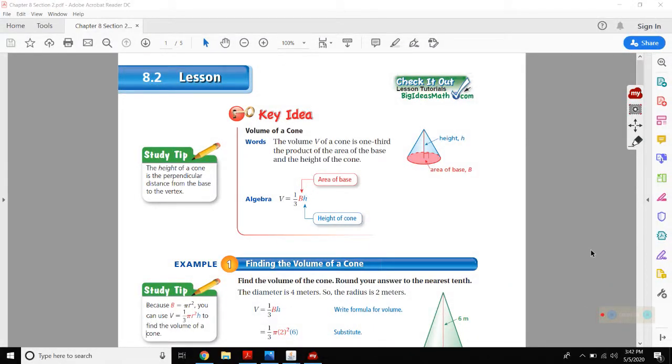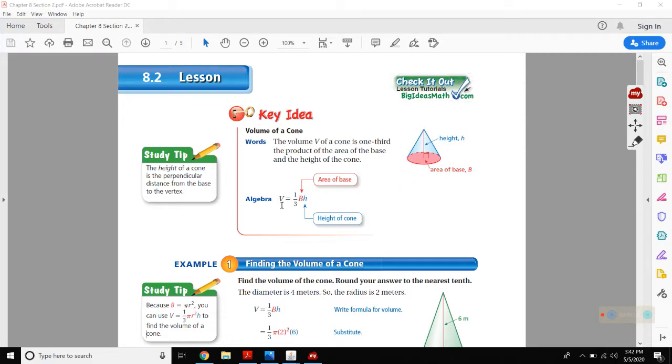Today's lesson is on volume of a cone, and it's building off of the last lesson in which we looked at volume of a cylinder. Very similar lessons, except this time we just have a different formula. So let's take a look at the formula the textbook gives us to find the volume of a cone.